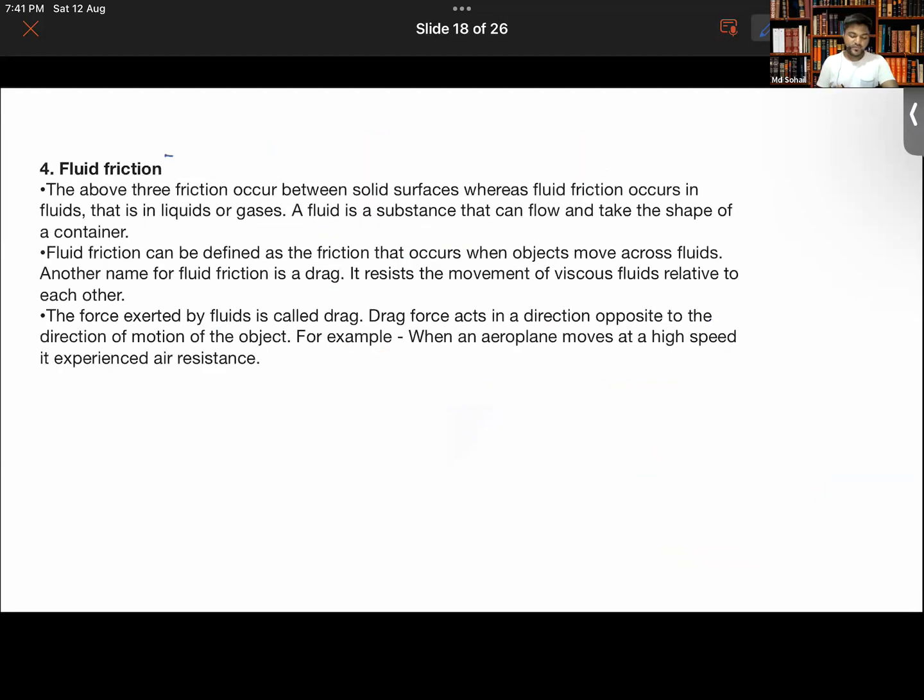Then fluid friction, right? For example, when an aeroplane is moving, or when a fish is moving in the water, there is friction generated there. Fluid friction does not necessarily need a liquid medium. It can be air, it can be water as well. Now the question is, how do fishes reduce this friction? What are the adaptations? Due to the streamlined body.